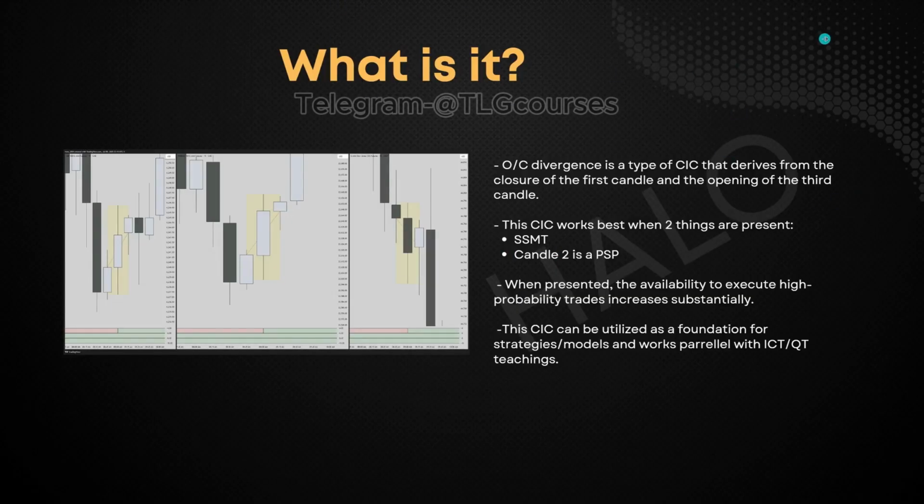So first slide, what is open closed divergence, right? Open closed divergence is a type of cracking correlation that derives from the closure of the first candle and the opening of the third candle. The cracking correlation works best when two things are present. Those two things are the following: sequential SMT, and candle 2 is a PSP.